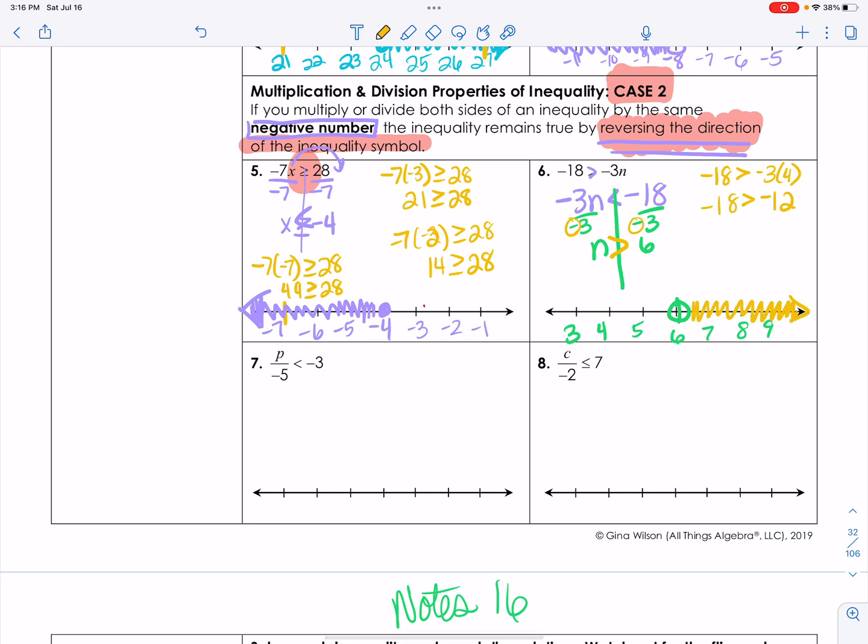So now if I shade this way, let me pick a number up there like 7. -18 is greater than a -3 times 7. That would be a -21. And -18 is bigger. It's closer to 0. So when you multiply or divide by a negative number, you have to flip the inequality sign.